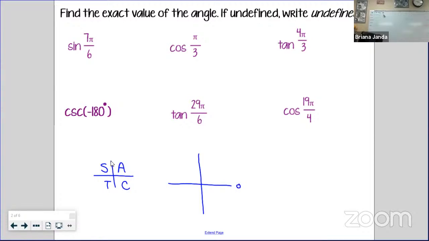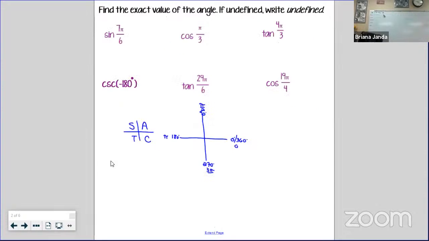So like in degrees, 0, 90, 180, 270, or 360. Or in radians, 0, pi over 2, pi, 3 pi over 2, or 2 pi. That if it were to fall on an axis, we think about that ordered pair. How do I get to that dot? Right 1 up 0, right or left 0 up 1, left 1 up 0, right or left 0 down 1.